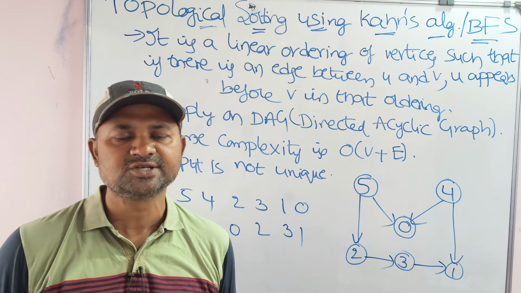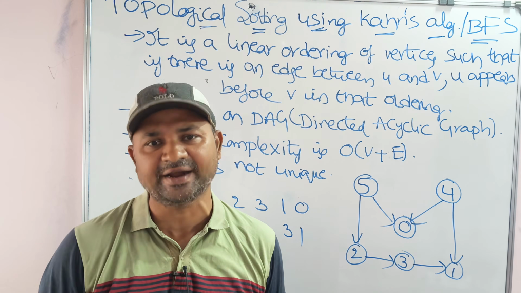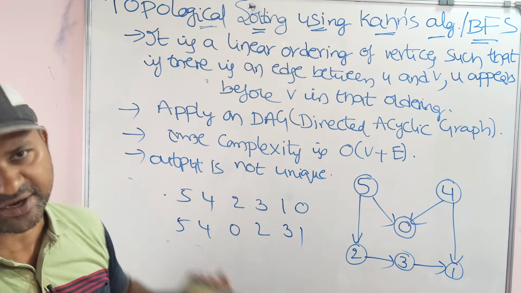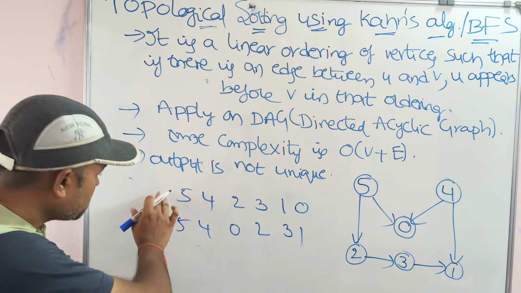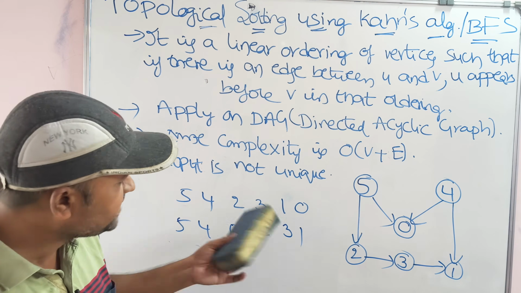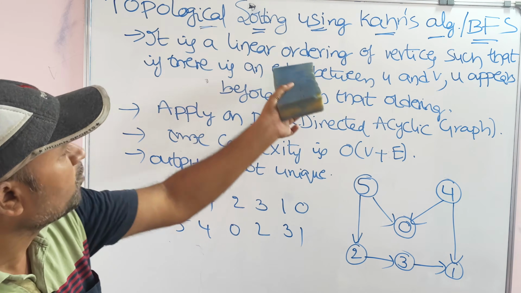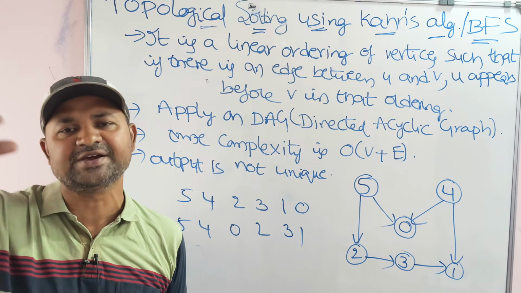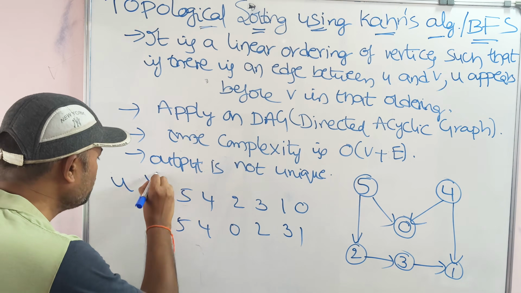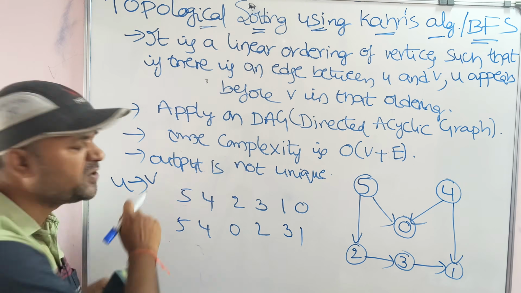Generally, what is sorting? Sorting means arranging the elements either in ascending or descending order. So for this graph, this is the topological sorting, where the elements may be in any order. Let's check whether this is correct or not. Topological sorting means a linear ordering of vertices such that if there is an edge between two vertices U and V, then U appears before V.